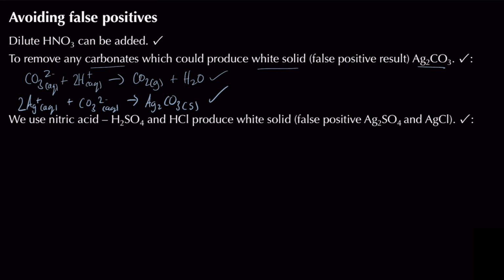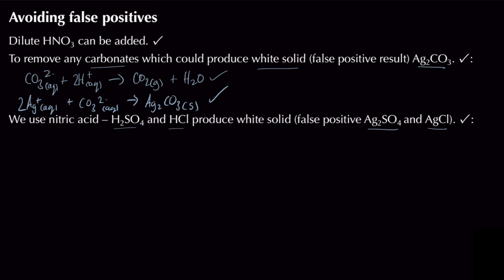Now, why do we use something like nitric acid? Why can't we use H2SO4 or HCl? Well, when we look at H2SO4, we've got the sulfate ion present there, and in HCl we've got the chloride ion present there. This could lead to more false positives, where we end up producing silver sulfate and silver chloride, which are white precipitates as well, making us think that we've got silver chloride and hence chloride ions present in our mixture, when in fact we might not. That's why we call it a false positive again.